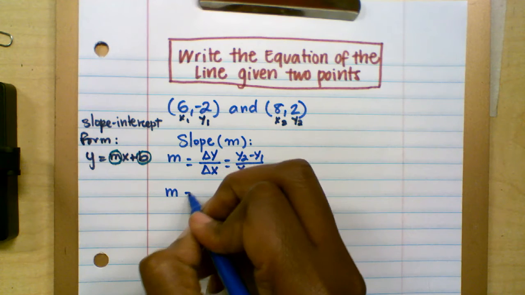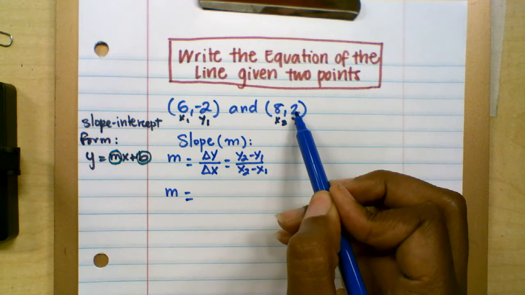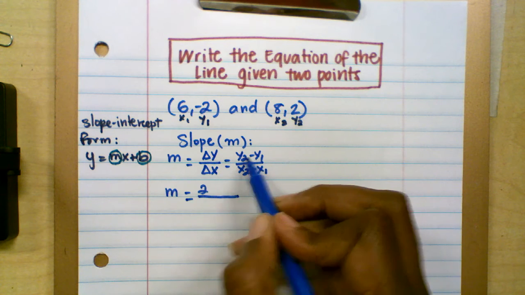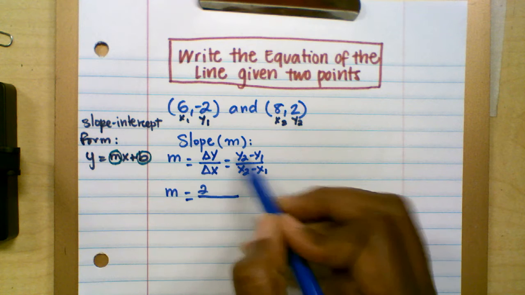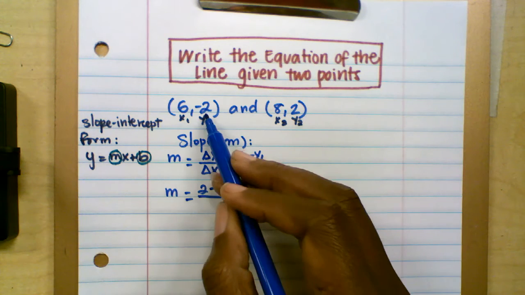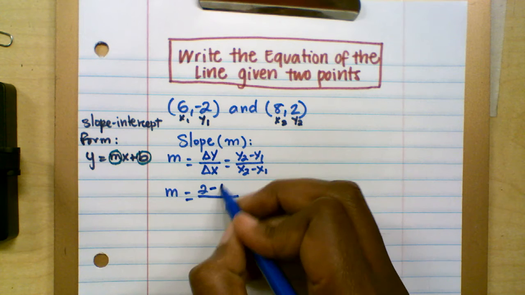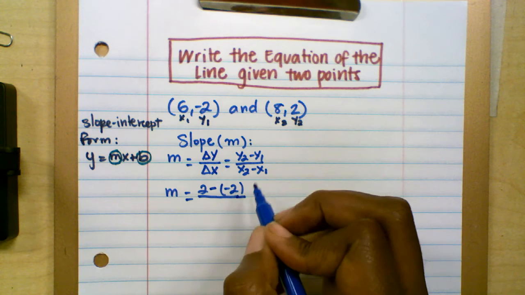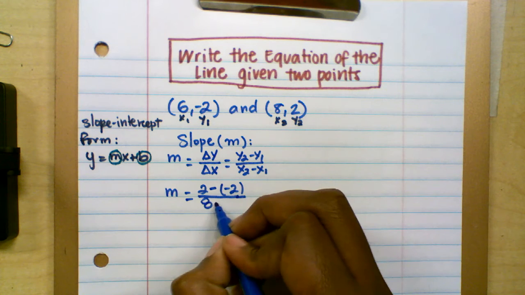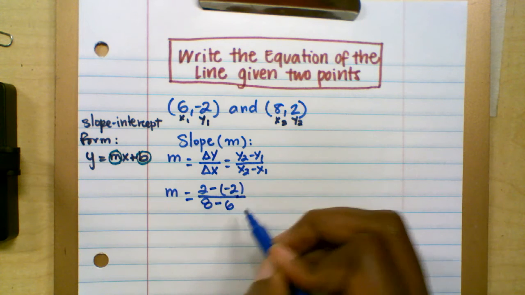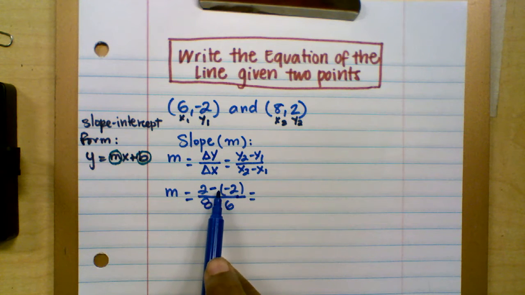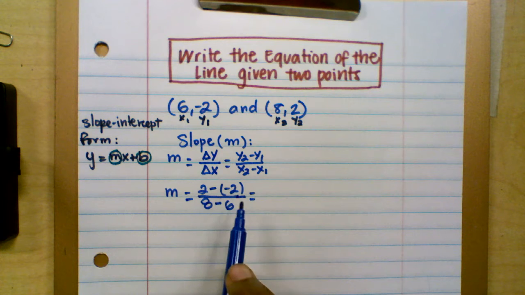So m is going to be y2, which is 2. Remember the triangle here represents a change, a difference in the y value. So you do 2 minus the other y value, which is -2, over the change in the x value. You start with x2, which is 8, minus 6. And remember, a double negative makes a positive, like a negative times a negative is a positive.